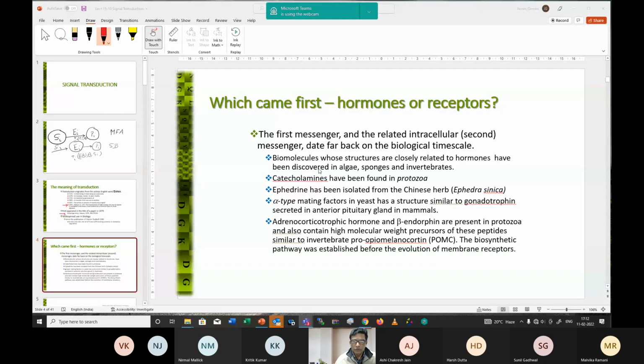So sorry about that. So the hormones or the receptors came first, and you look at the history of things that happen, and at all the data across different species, and you find that the molecules seem to have different kinds of effects on different species of microorganisms. So if you have biomolecules that are there in, let's say, humans, you'll find maybe similar biomolecules in other organisms such as algae, sponges, and vertebrates. For example, catecholamines are found in protozoa.